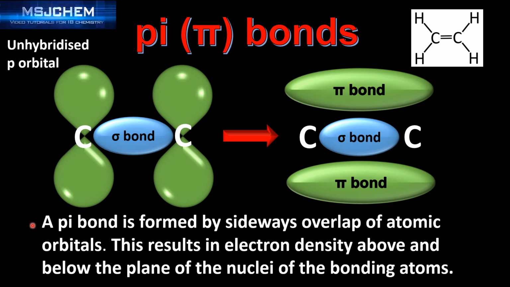A pi bond is formed by sideways overlap of atomic orbitals. In this case, they are p orbitals. This results in electron density above and below the plane of the nuclei of the bonding atoms, which we can see in this diagram here.